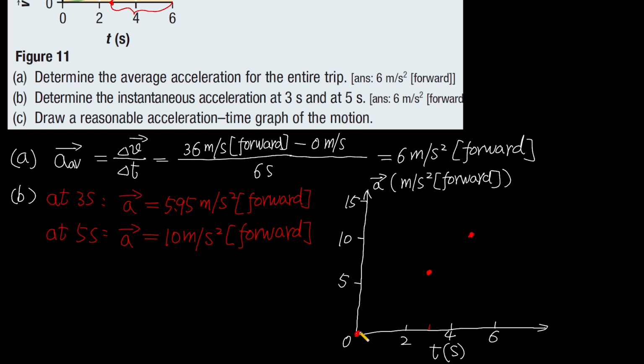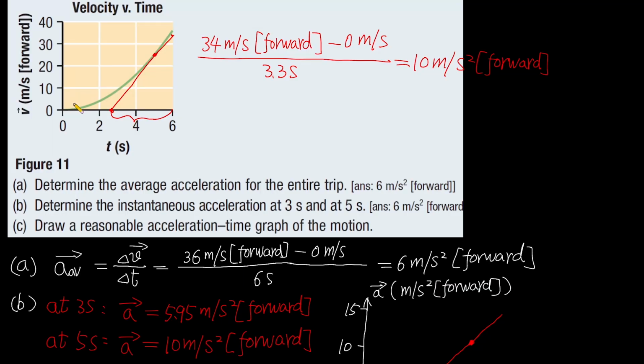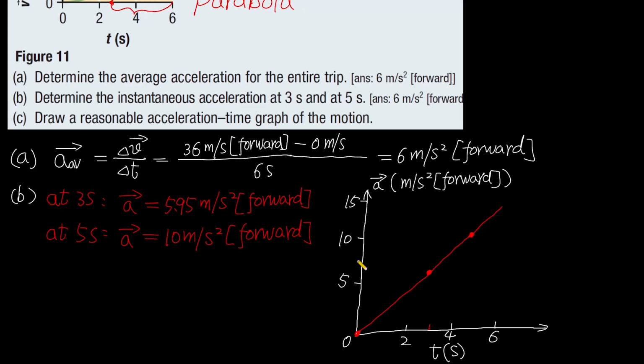Now we can connect these points with a smooth line to get the acceleration time graph of the motion. And this graph is like a straight line. It's because the graph of the velocity time is like a parabola. And we know that the slope function of a parabola is a straight line. So for the acceleration time graph to be a straight line, it's reasonable.